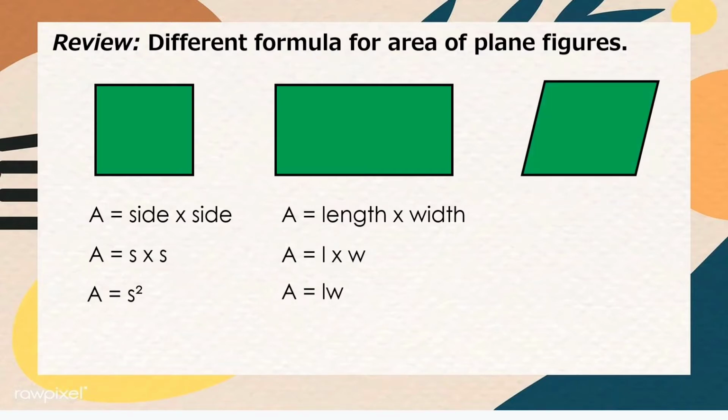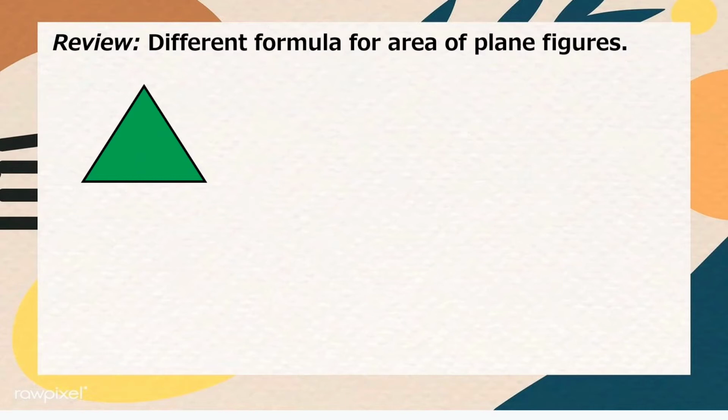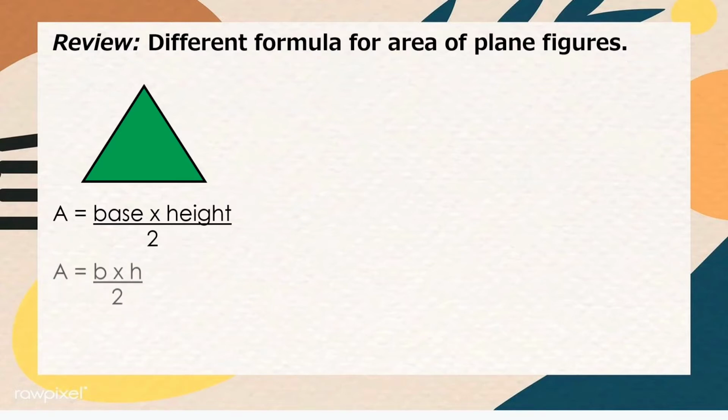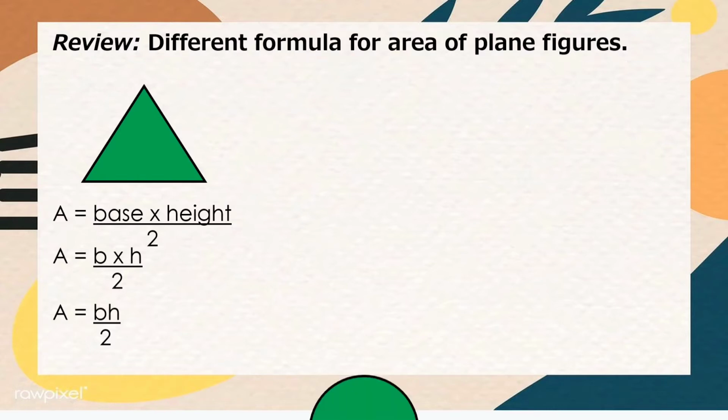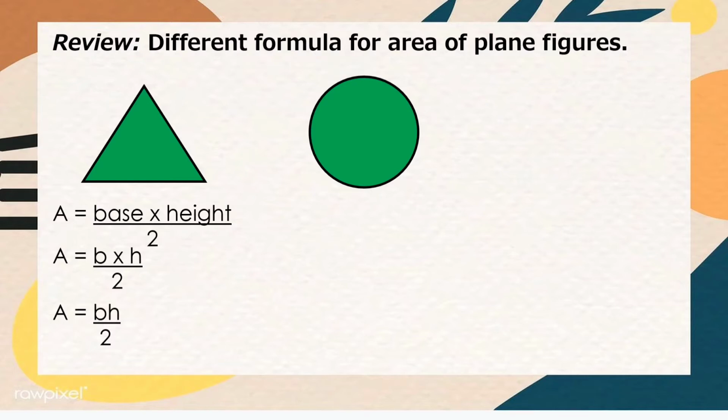The third figure is a parallelogram. The formula for this will be base times height, or it can also be B times H, or it can also be BH. The fourth one is a triangle. The formula for this will be base times height over 2, or it can also be B times H over 2. Or it can also be like this, BH over 2.